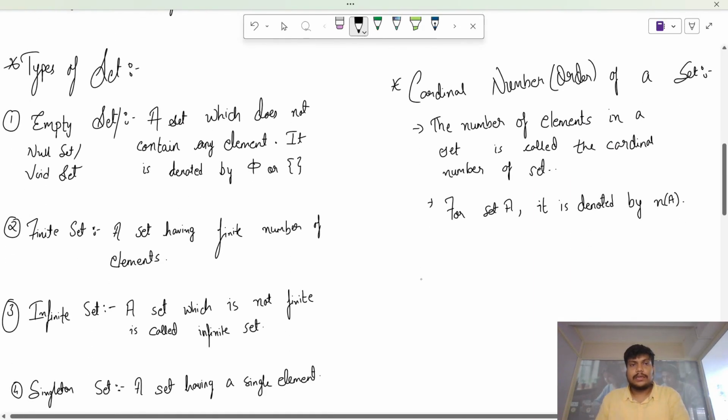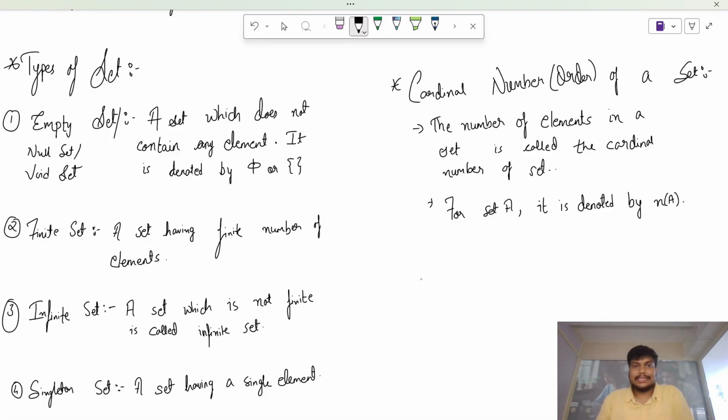Different types of sets. Let's start with the first thing. The first one is empty set. What is an empty set? A set which does not contain any element is called an empty set.